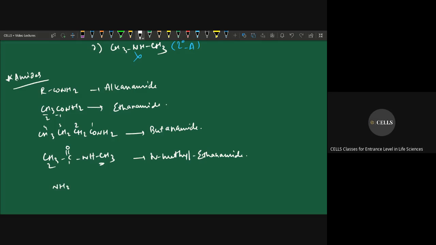Now do you remember this thing? What is this? This is 1 carbon, so methane diamide. This is nothing but your urea. This is urea.